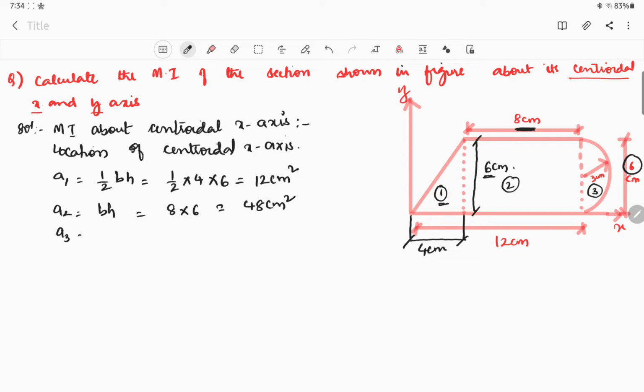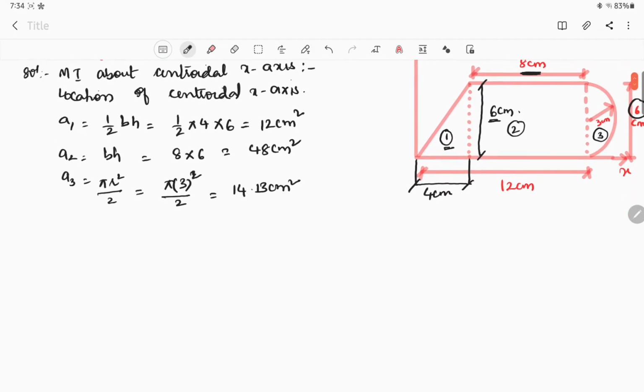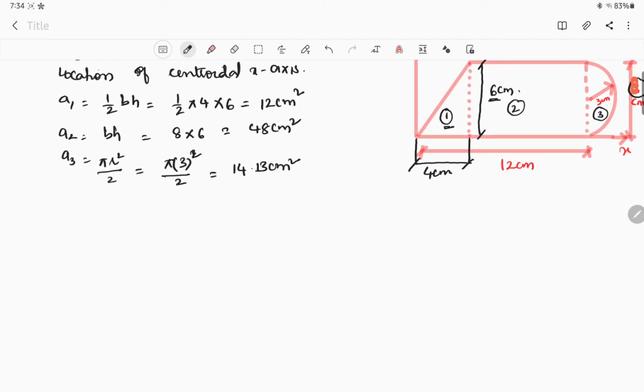Similarly, A3 is a semicircle, isn't it? So what is the area of a circle? Pi r square is the area of a full circle. Semicircle is pi r square by 2. So what happens here? Radius is 3, squared, whole divided by 2, which is equal to 14.13 centimeter square. So we got the values of areas.